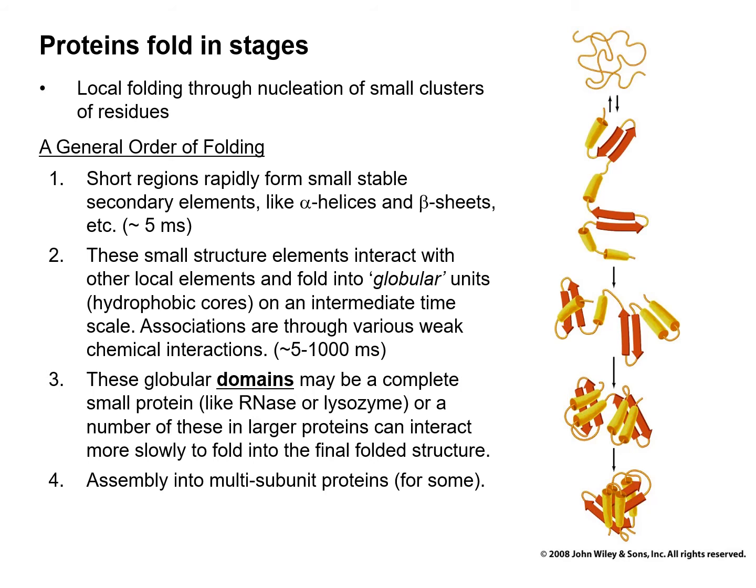And these globular domains may be a complete small protein, like RNase or lysozyme, the small proteins, or a number of these in large proteins can interact more slowly to fold into the final folded structure. So it's going to be a huge protein with multiple domains. And the last step will be the assembly into multi-subunit proteins, so multiple polypeptides form polymers and so on. It's not all cases, but some proteins definitely can make higher order structures.